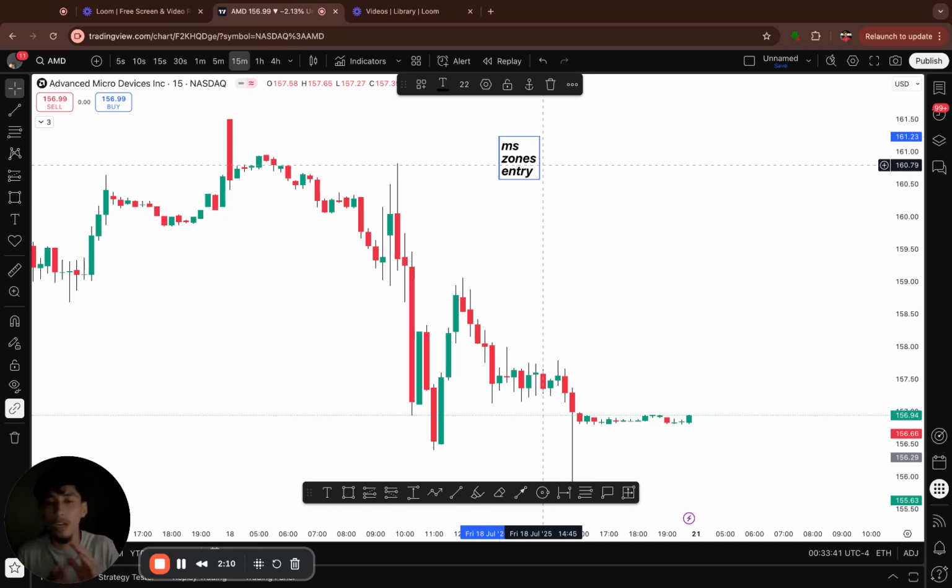Now, I'm not going to break down what a supply and a demand zone is. That's very beginner-type stuff. If you don't know that, then just watch a video on it. It's very simple: the candlestick before an impulse move to the upside or downside. So supply zone is what I'm looking for since the market is bearish.